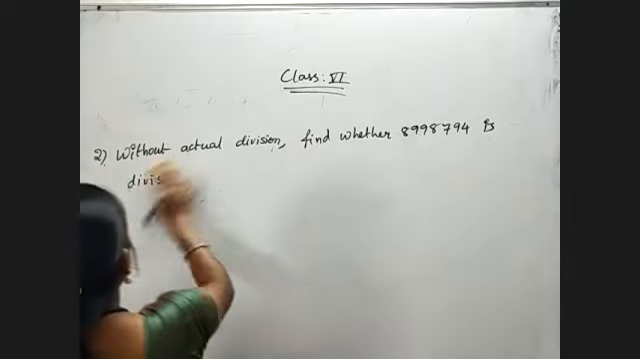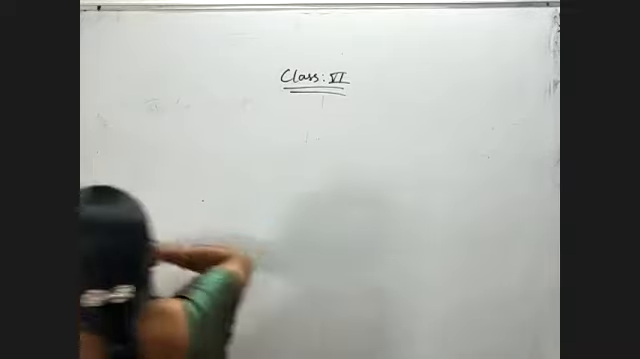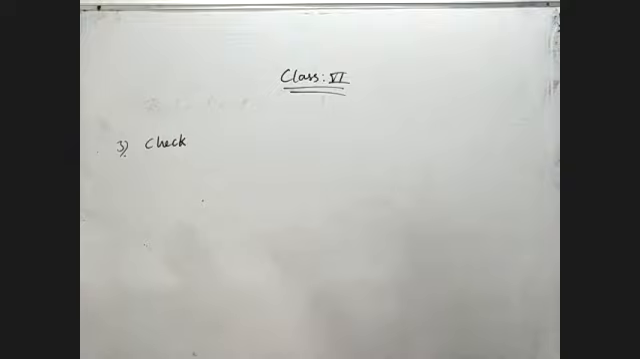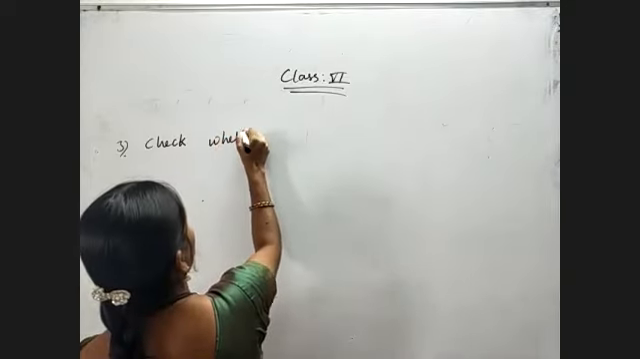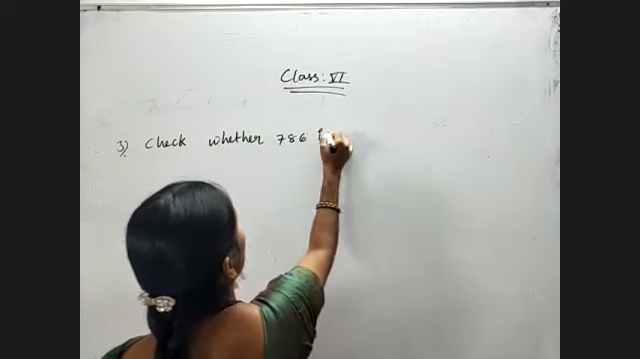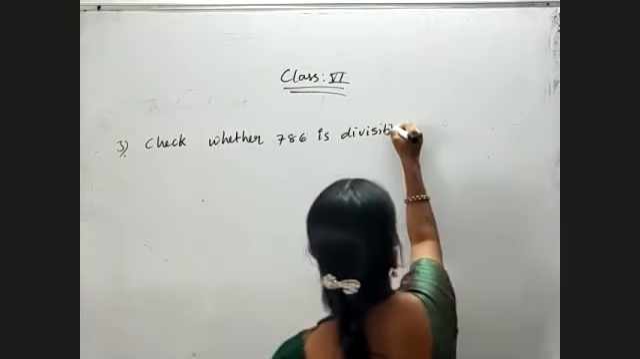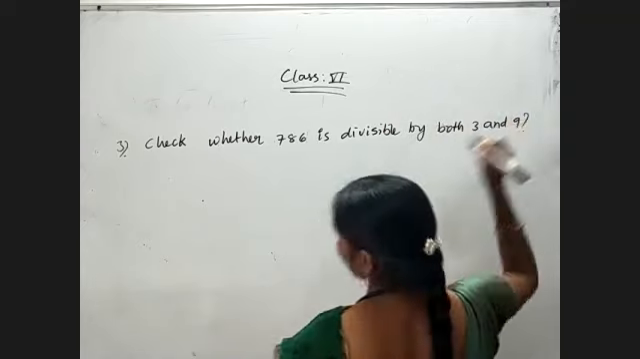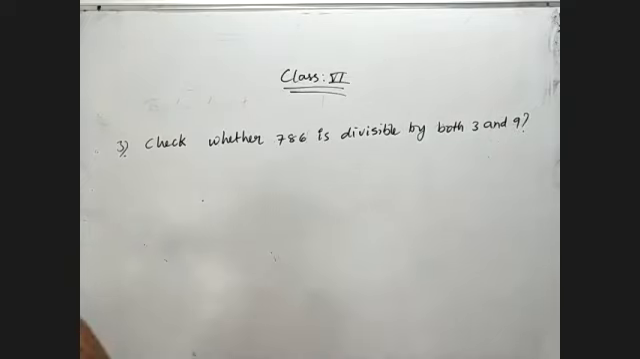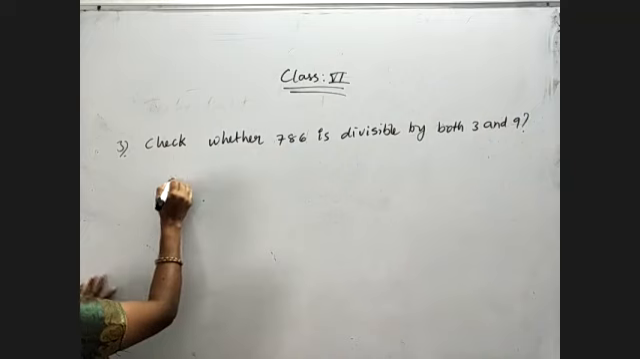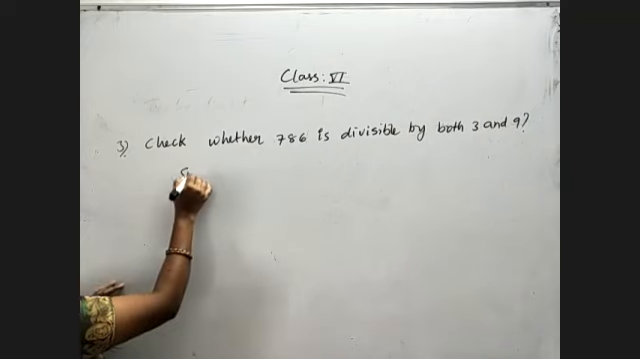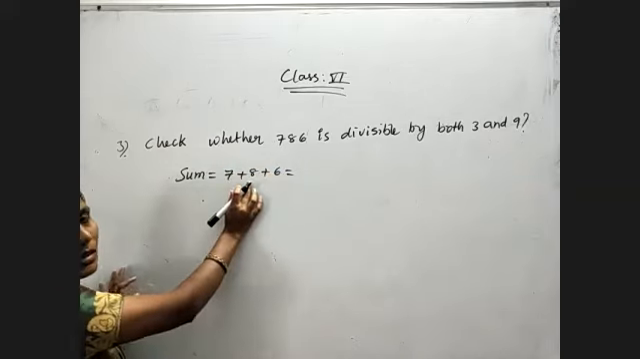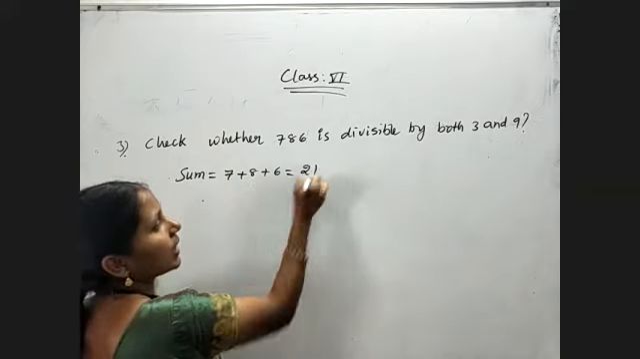Check whether 786 is divisible by both 3 and 9 or not. Observe, it is 786. For both we have to check the sum only. The sum of the digits is equal to 7 plus 8 plus 6. 7 plus 8 is 15, 15 plus 6 is 21.